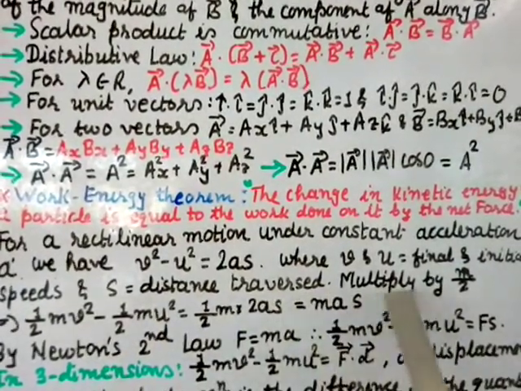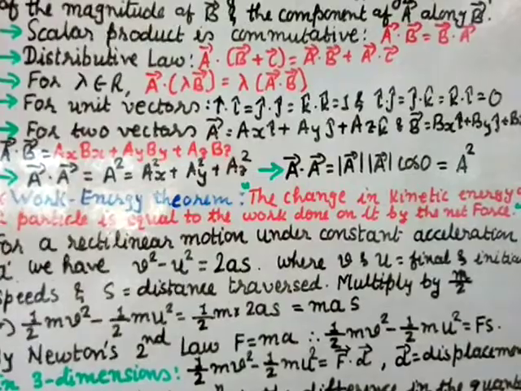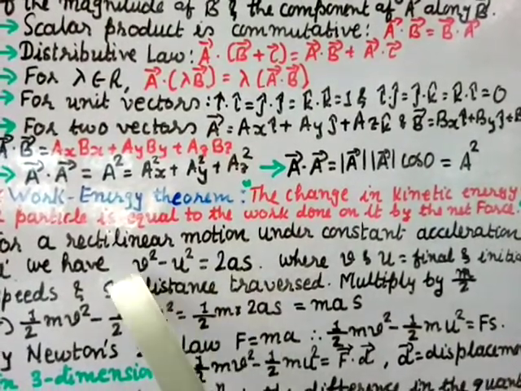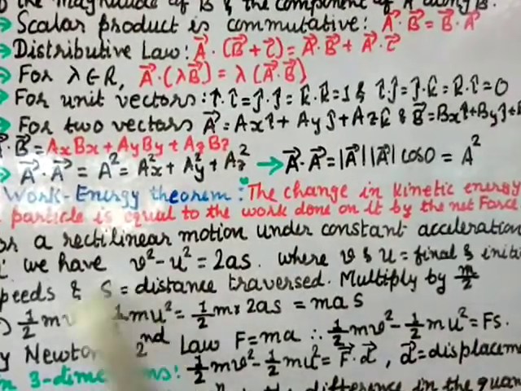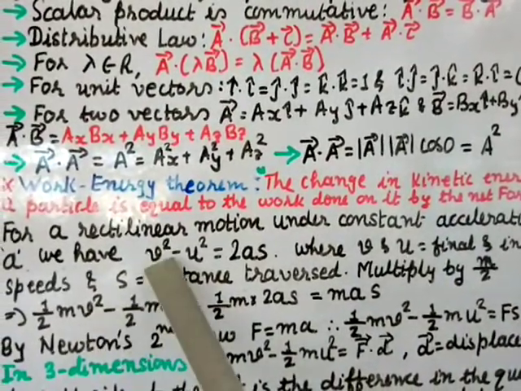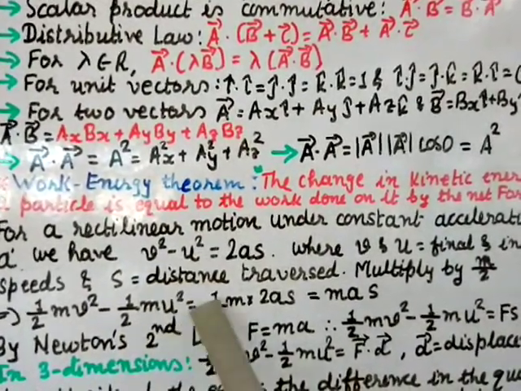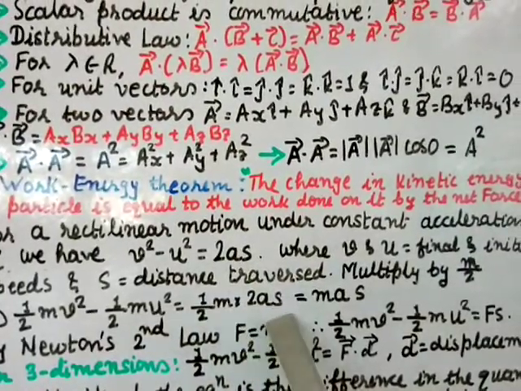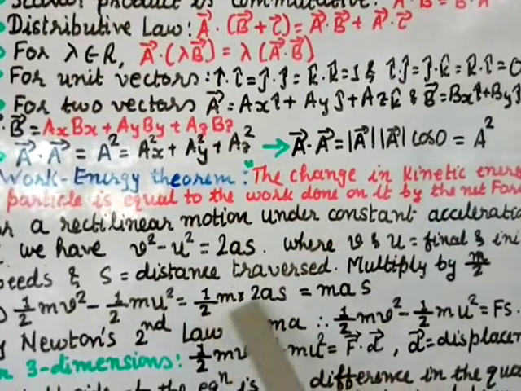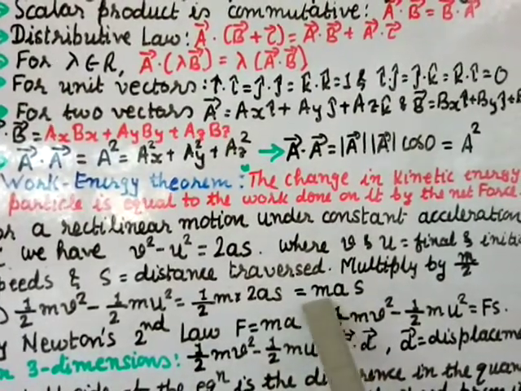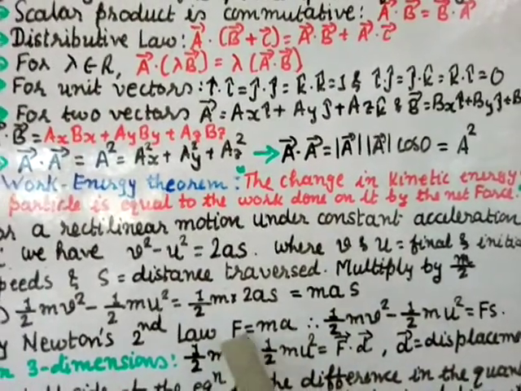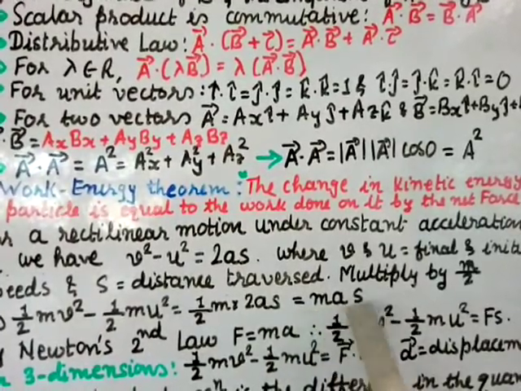Now multiply by 1 by 2 m. So multiply each term by 1 by 2 m. When you multiply, you get 1 by 2 m v square minus 1 by 2 m u square equal to 1 by 2 m into 2as. These 2 and 2 cancel, so you get mas. Now by Newton's second law, we know that ma is nothing but the force F. So this value can be written as Fs.